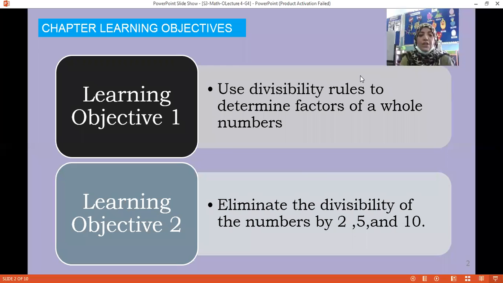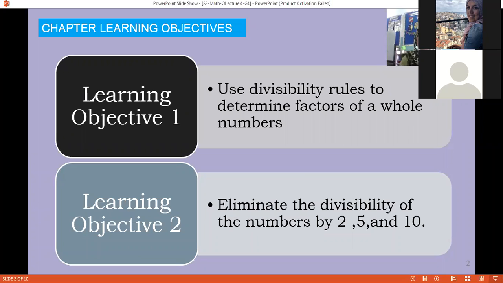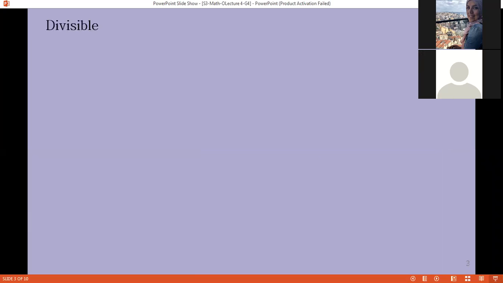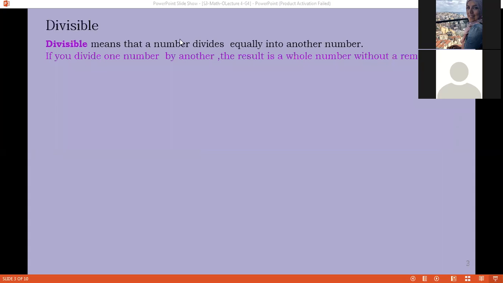Two things that we are going to learn. What's the meaning of the word divisibility? And how can we learn the trick of the divisibility by 2, 5, and 10? First of all, what's the meaning of the word divisible? Divisible means that a number divides equally into another number, but without a remainder.